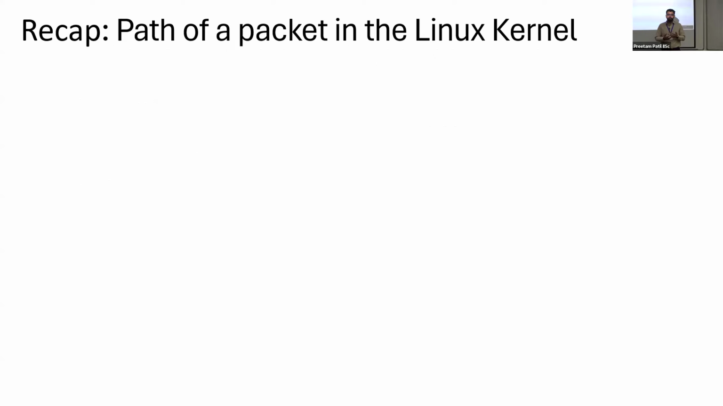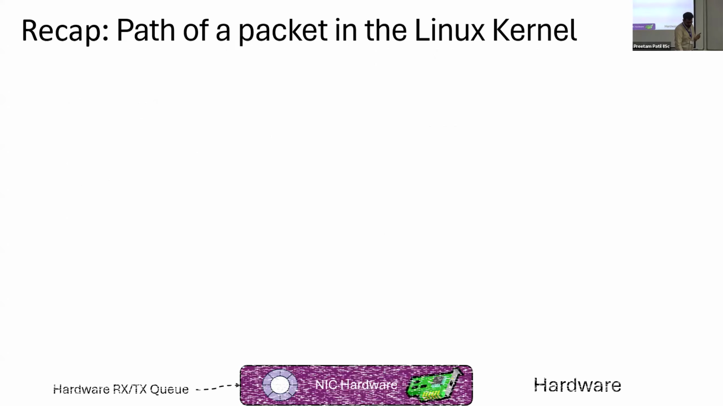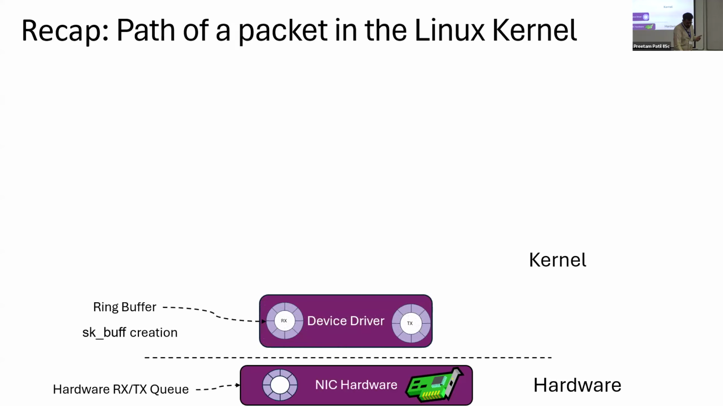So let's start by looking at what the path of a packet in the Linux kernel looks like. At the bottom, you have the hardware, where you have your network interface card. The hardware has its own hardware receiver and transmitter queues from where it receives the packet. The hardware sends this packet via DMA to the device driver.